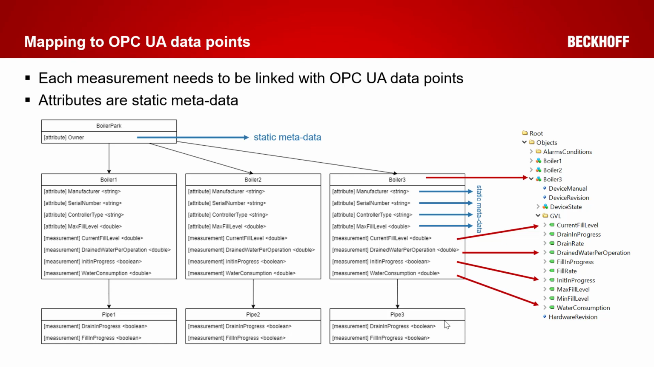So now that we have the assets, we need to create a mapping between each measurement and an OPC UA data point, because we want to have live data coming in for each boiler, for each measurement of a boiler. So we need to create a mapping, right? On AWS IoT SiteWise, we can define which measurement is mapped to a specific OPC UA data point here.